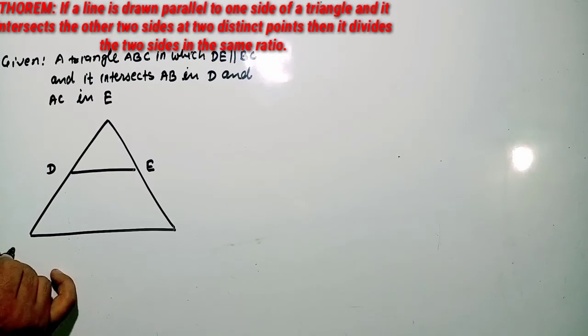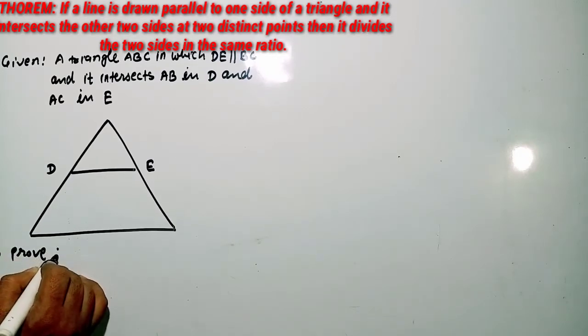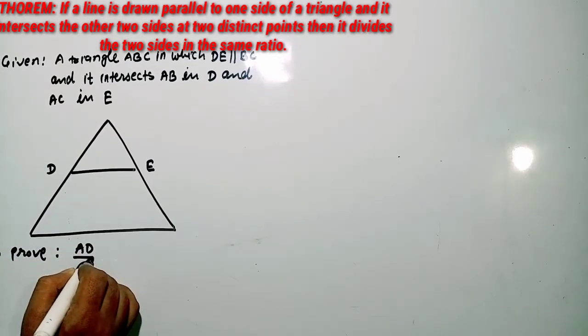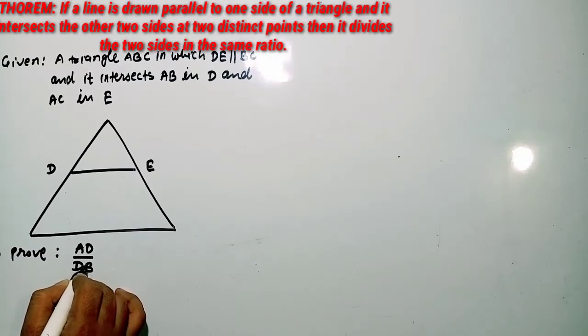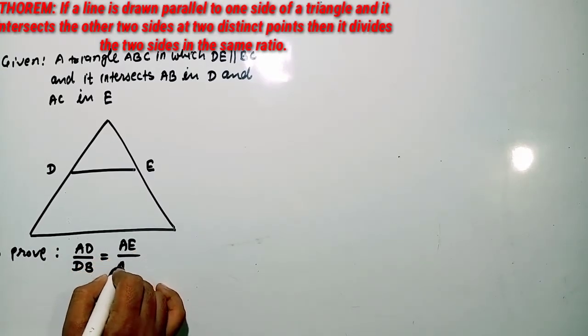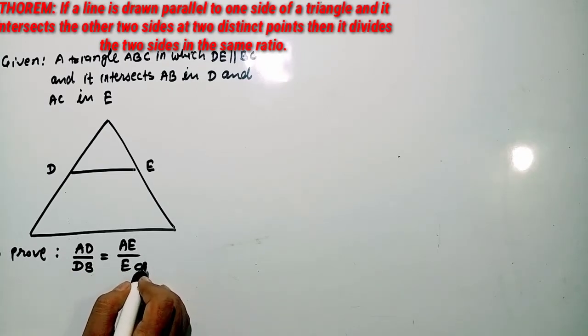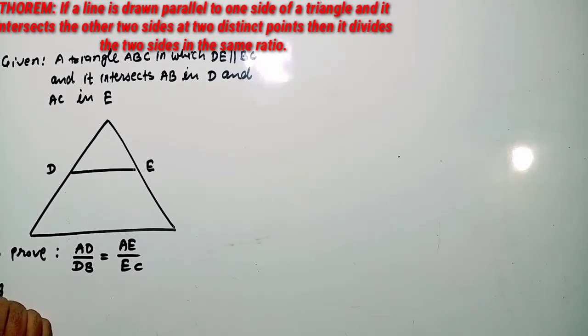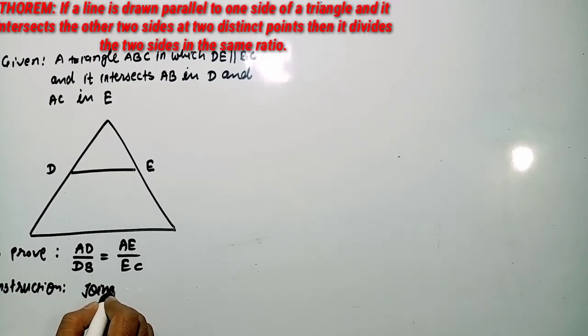So, to prove, what we have to prove? AD upon DB is equal to AE upon EC. These things we have to prove over here. So first of all, let us see the construction.